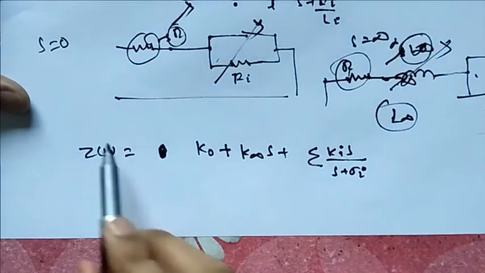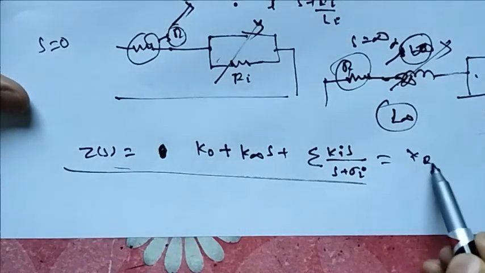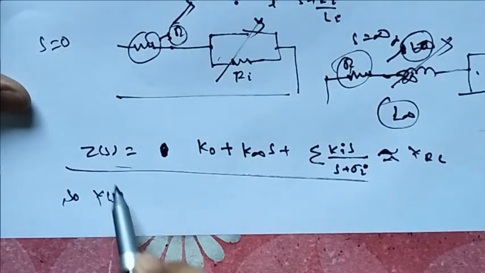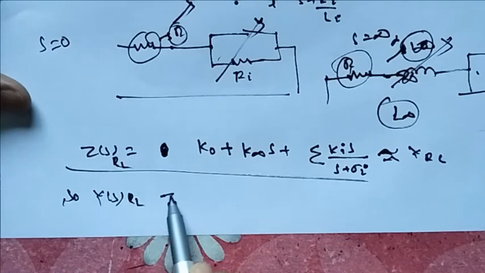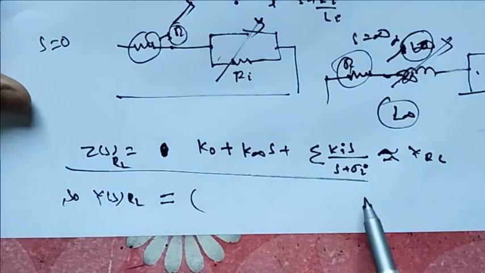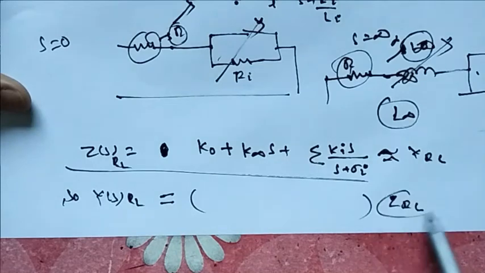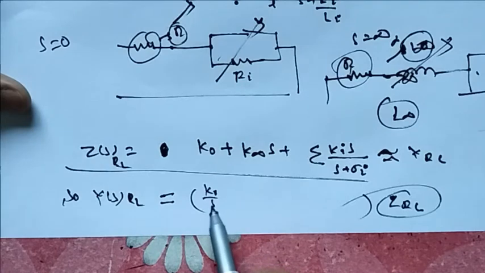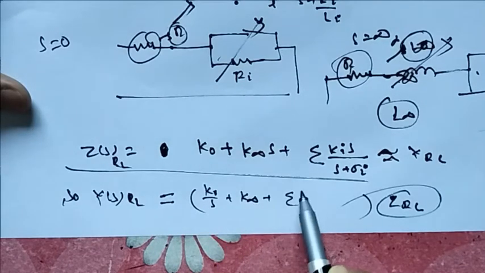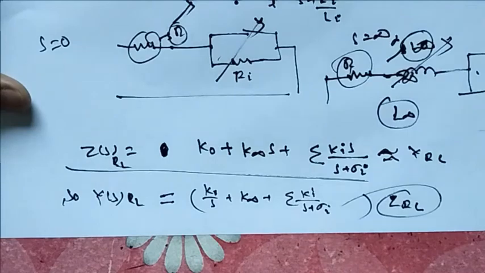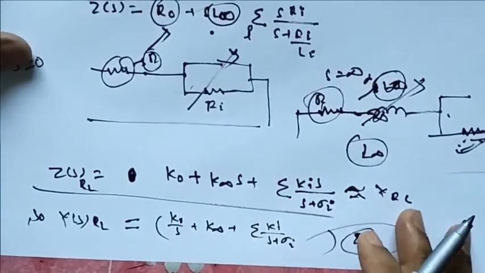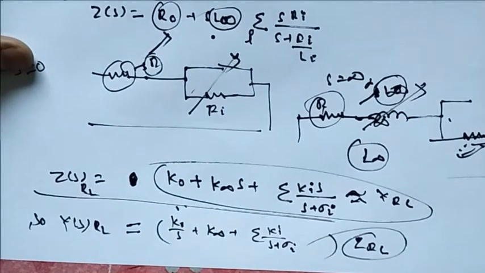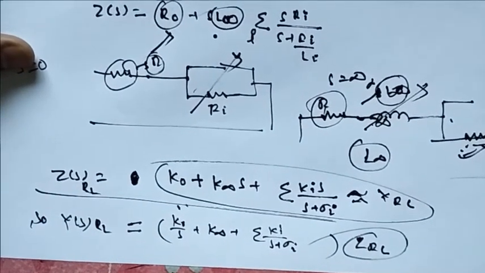Now if you see, this Z resembles the YRC, so the YS of this RL will resemble the ZRC. This function will resemble the ZRC. The function is K0 by S plus K infinity plus the summation of Ki by S plus sigma i. Now let us take an example, then we will understand the network very easily.